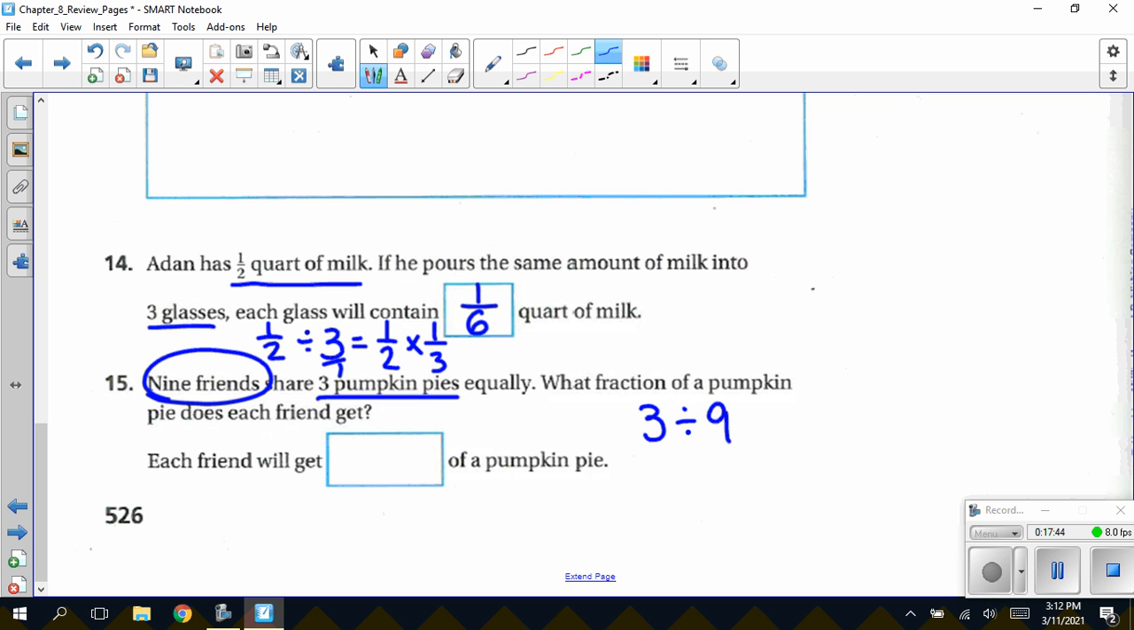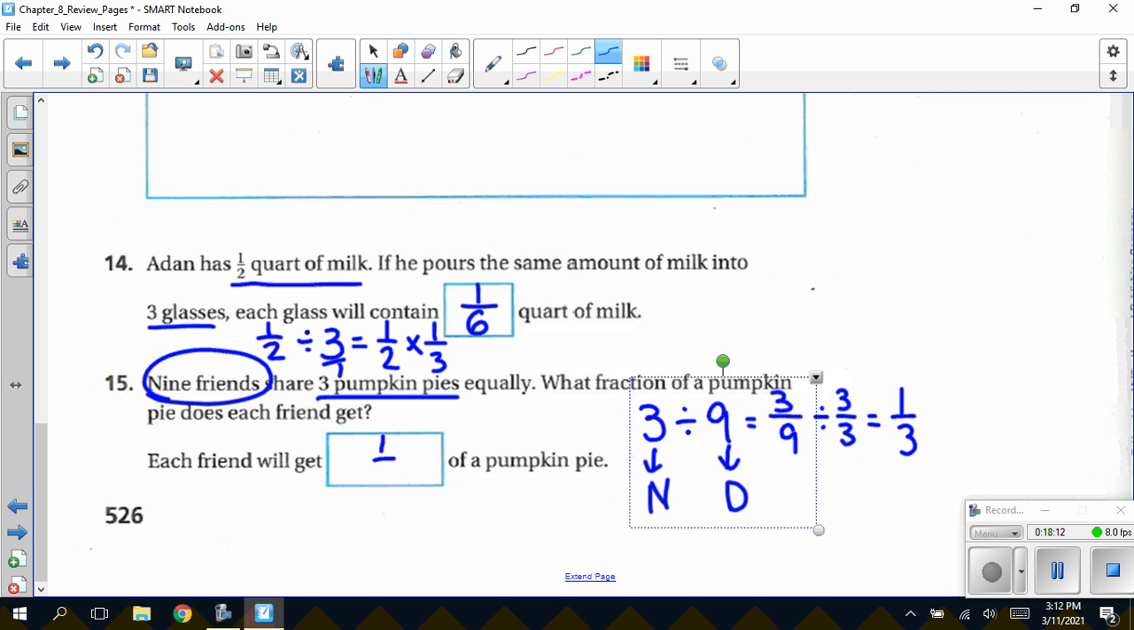So my divisor is my numerator. My dividend is my denominator. 3/9 I know is not in simplest form. I know both 3 and 9 can be divided by 3. When I divide them both by 3, I have 1/3. So that means each friend will get 1/3 of a pumpkin pie.